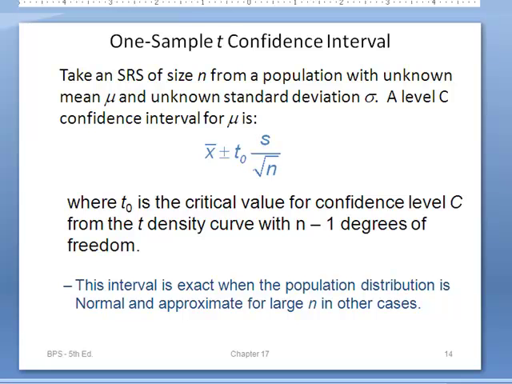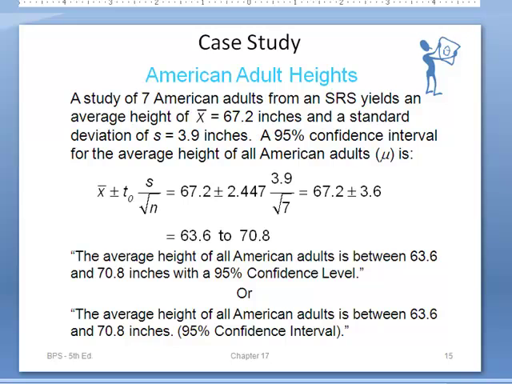So let's look at an example of how we would use this. We're looking at a problem where we have a simple random sample of 7 American adults. These 7 in our sample have an average height of 67.2 inches with a sample standard deviation of 3.9 inches. They want us to construct a 95% confidence interval.